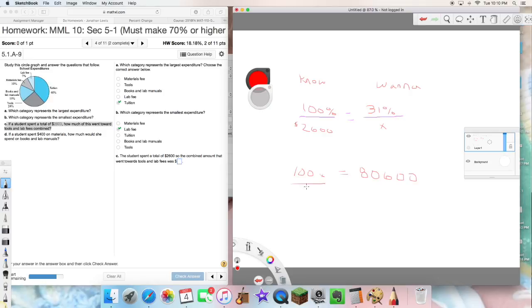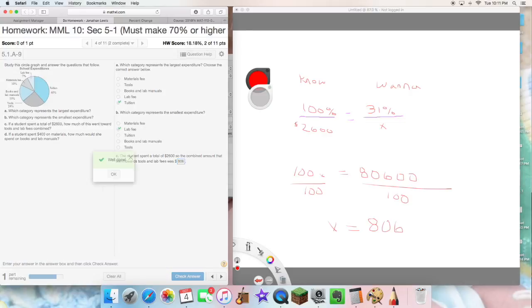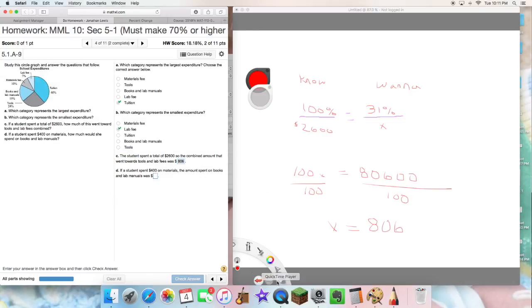But I'm going to divide by 100 on both sides. And when I do, I get that X is $806. So what did I just find out? I know that $2,600 went to my entire college spending for the school, but only $806 of that total money went to my tools and to my lab fees. So let's find out if we're right. 806. And we're right. Okay.